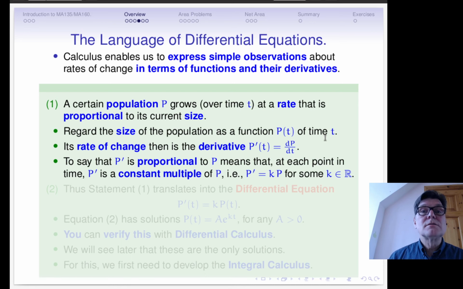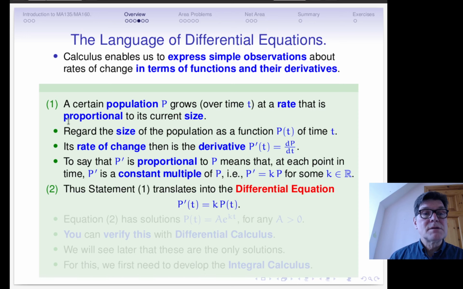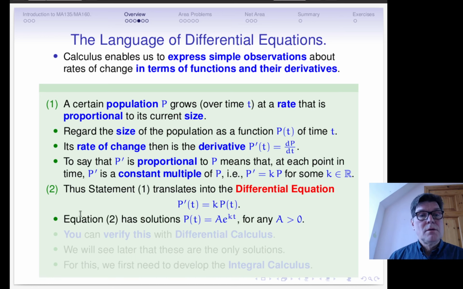we can translate this statement in words into a so-called differential equation, which is an equation between functions and their derivatives, as follows: p prime of t equals k times p of t. And as equations do, this equation has a solution. This equation has solutions p of t of the form a times e to the power kt for any positive a.